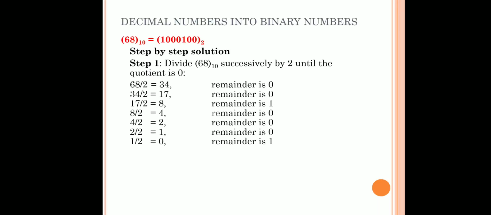The process is like this. First, 68 divided by 2, then you will get 34. You can see here clearly, and the remainder is 0. Now again you will divide 34 by 2, and the quotient will be 17, remainder is 0. Now 17 will be divided by 2, and the quotient will be 8, and the remainder is 1. Like this you will divide, and finally you will get quotient 0, and the remainder will be 1.